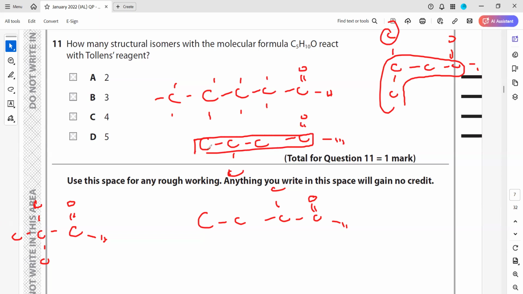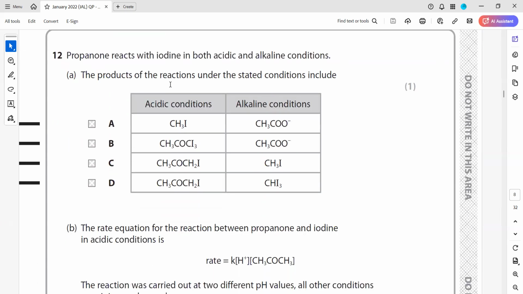A branch can only be there from the second to the second last carbon. It cannot be on the first. So that means 4 possibilities are there. So C should be the right answer. Okay. Yes.